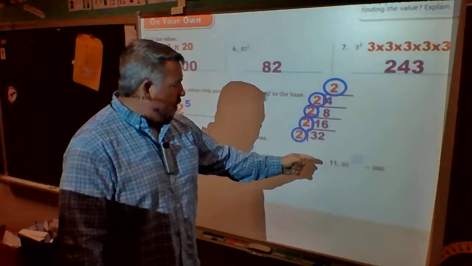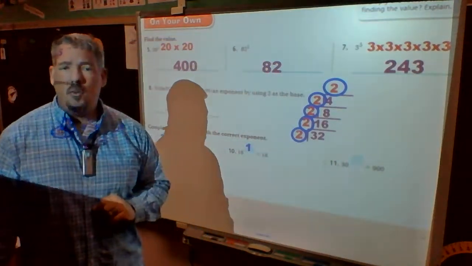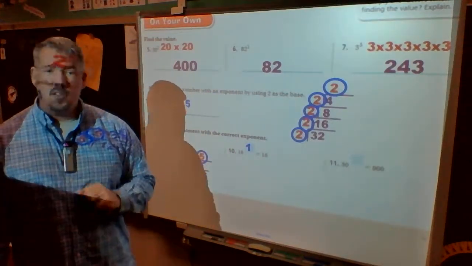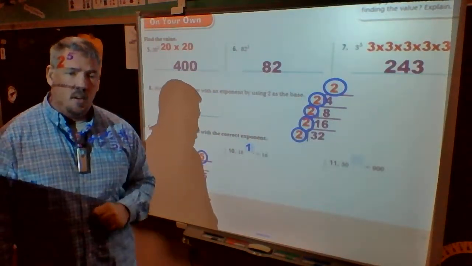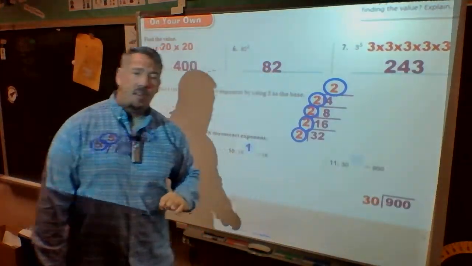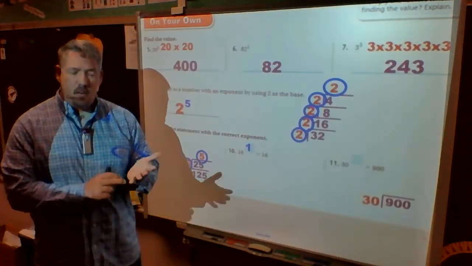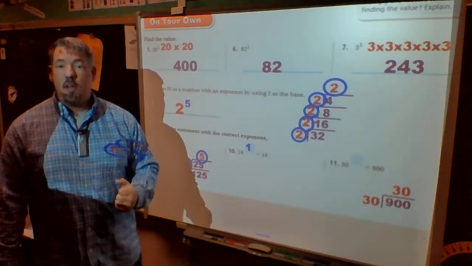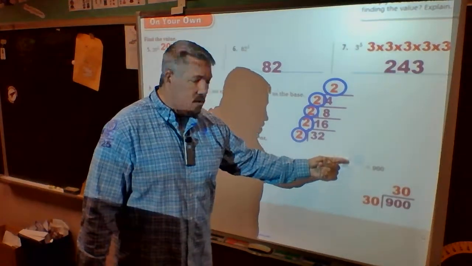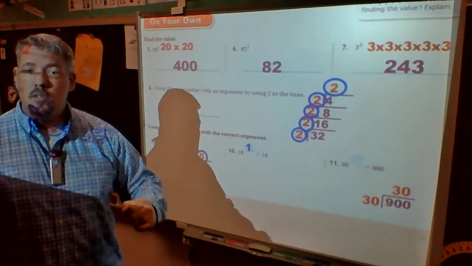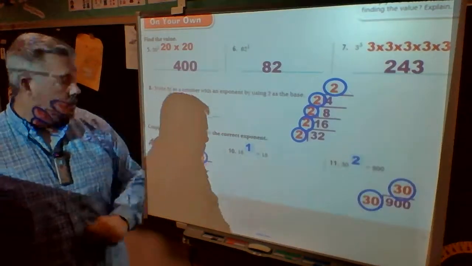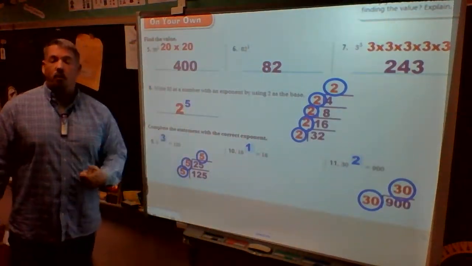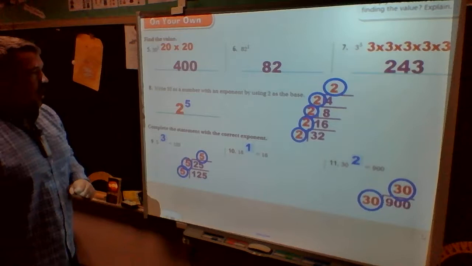My last one, number 11 over here, shows me 900, and that the base is going to be 30. So I do my prime factorization. I'm going to take 900 divided by 30. And I set it up, 900 divided by 30. 30 goes into 900, handy dandy calculator. 900 divided by 30 equals, well, it's 30. So I know that my 30 is going to have an exponent of what? Hopefully you have 2. Because there are 2 30's that make it up. So 30 to the exponent of 2, or 30 squared, is 900.